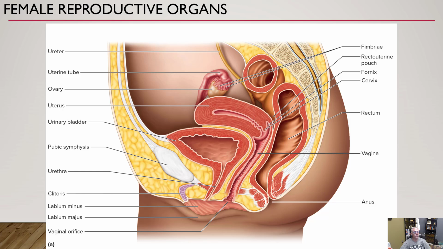All right, so the reproductive organs in a female. We'll talk about a lot of these: your cervix, the vagina, vaginal orifice, the labium minus and majus, the clitoris. The urethra is urinary. Now remember, in the male, your urethra is urinary and reproductive, but not in the female. Uterus, ovary, uterine tubes, ureter.